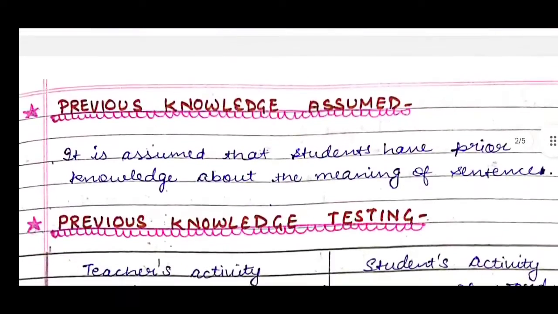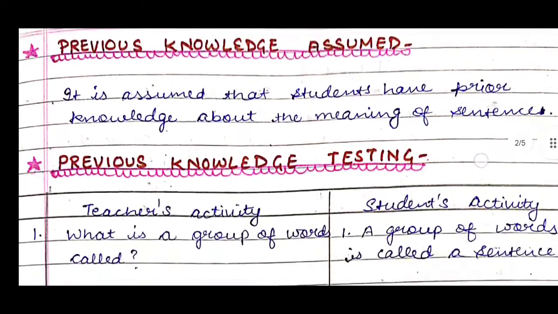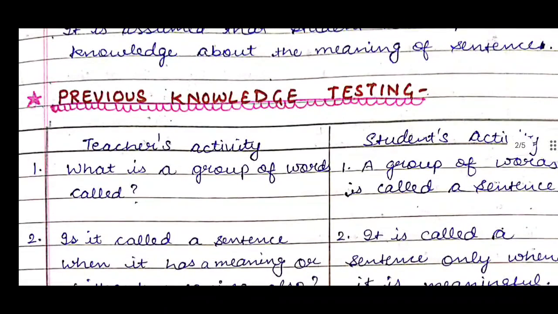After that comes previous knowledge assumed. It means related to this topic, what previous knowledge do students have. So it is assumed that students have prior knowledge about the meaning of sentence. They know what is a sentence. So now we'll test this knowledge.